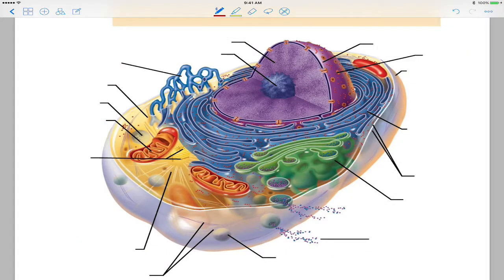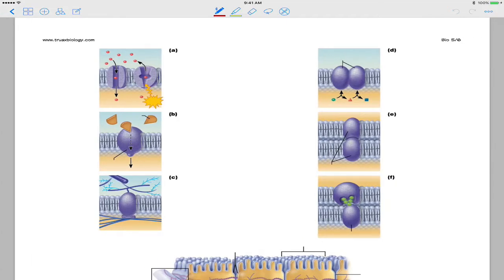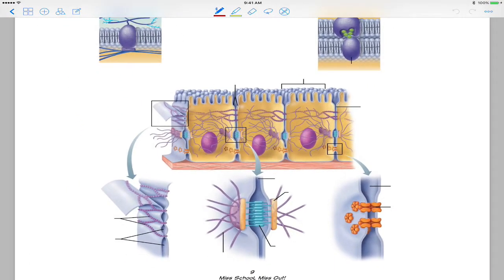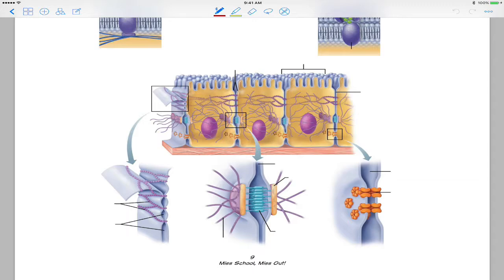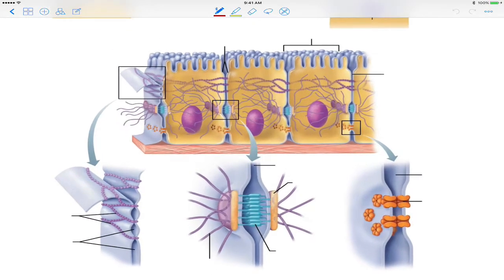Okay, I think I'm going to do one more thing with this section. I think what I'm going to do is skip through this and just go down to this picture right here. This is showing us some of the different kinds of cell junctions and cell processes that cells have. Let me zoom in on that a little bit there, make it a little bit bigger.